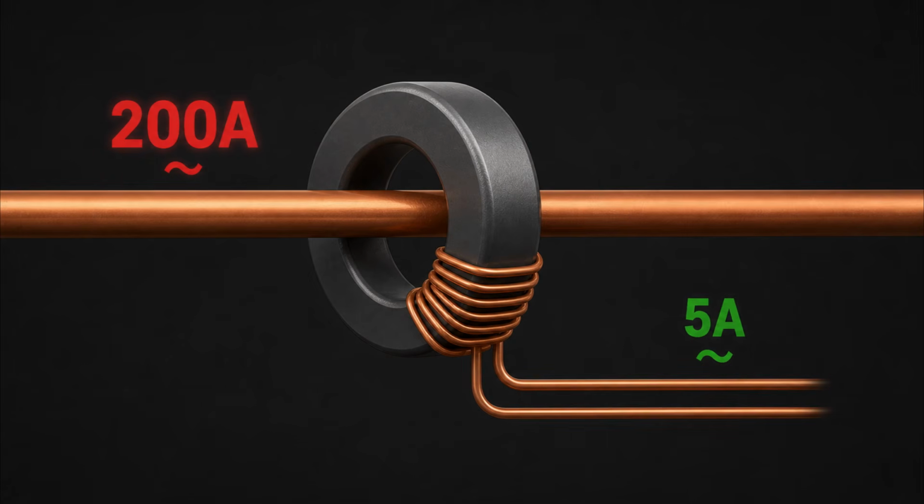A current transformer, CT, steps down high AC current to a smaller, measurable value. For example, 200 amps in a circuit can be reduced to 5 amps on the secondary. That conversion is called the CT ratio.